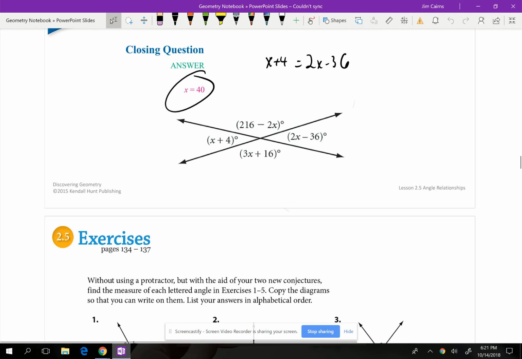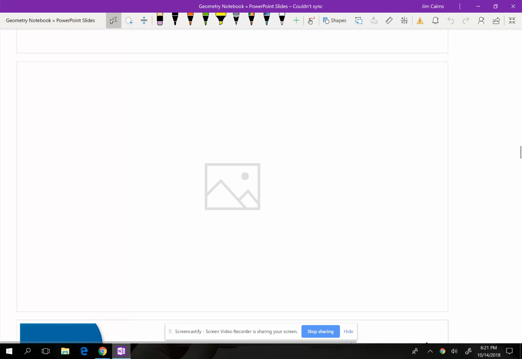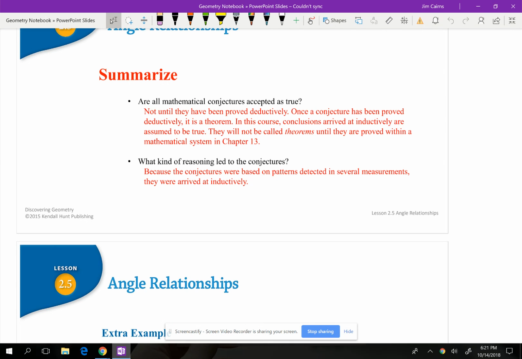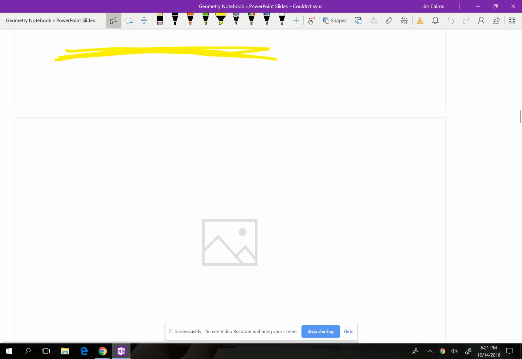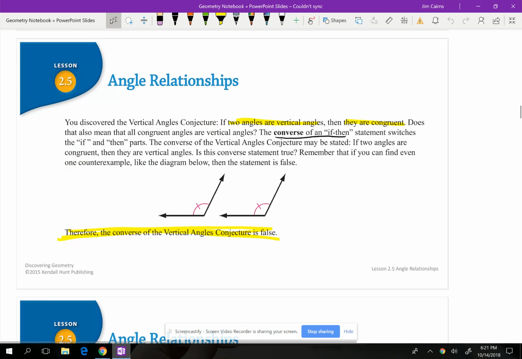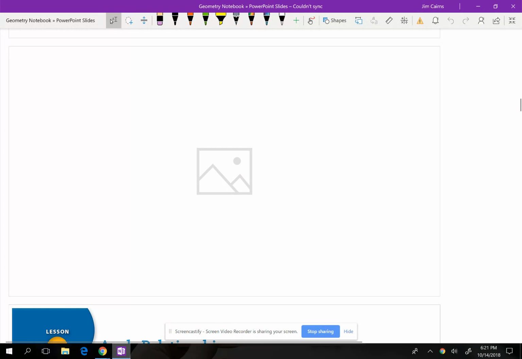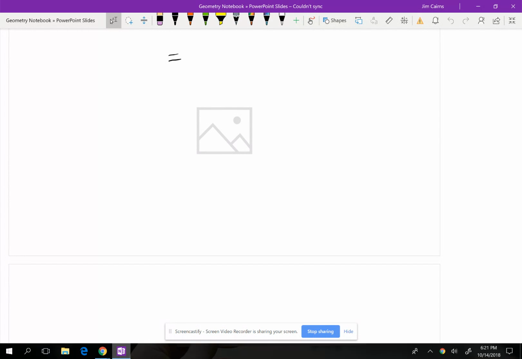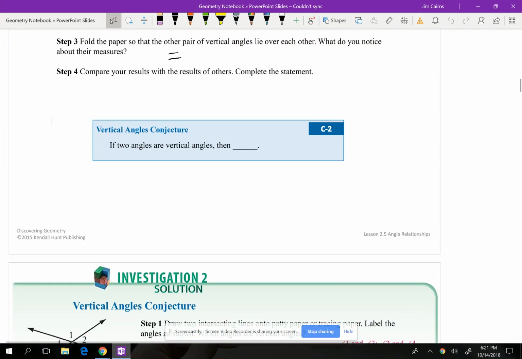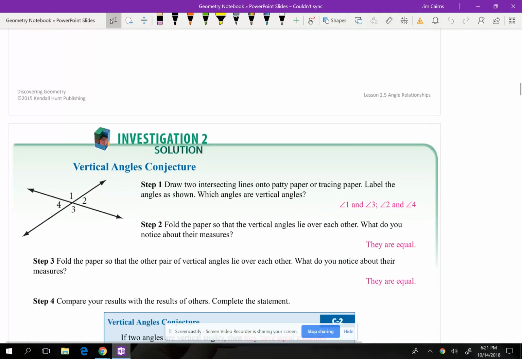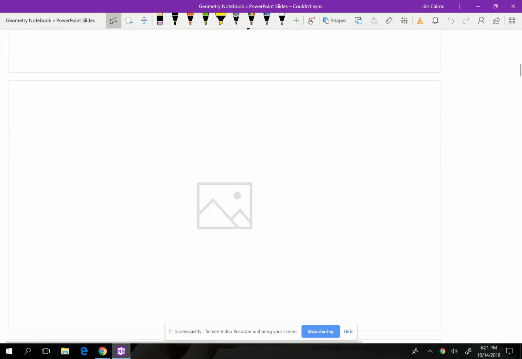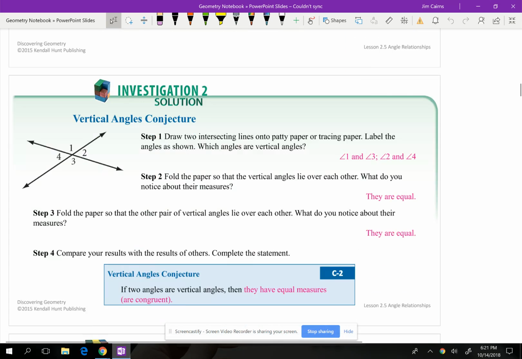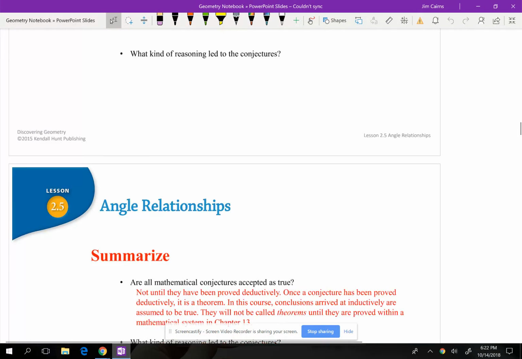And so let's go over what are those two new conjectures. They're the vertical angles conjecture and linear pair conjecture. So those are the two new conjectures we're talking about.